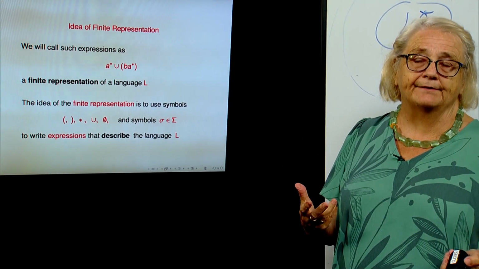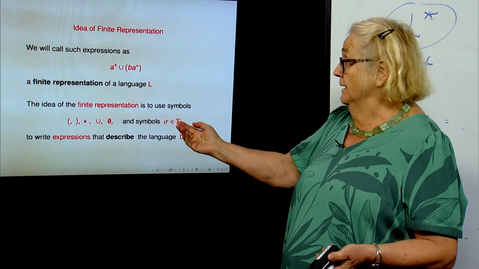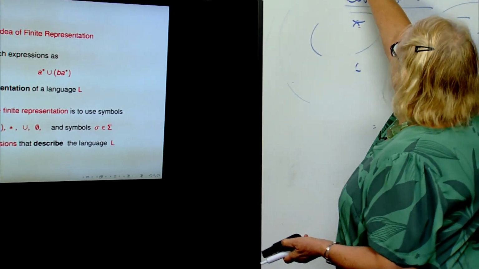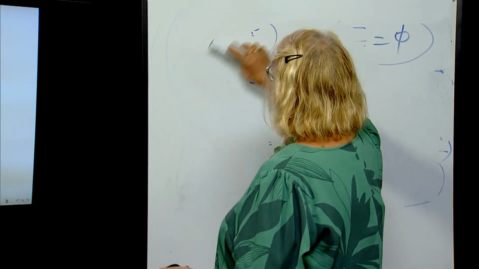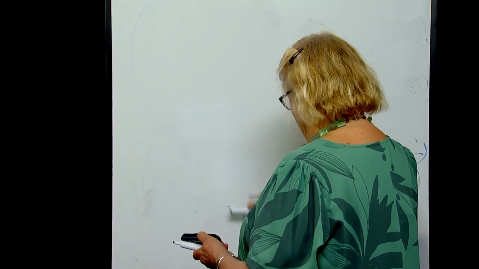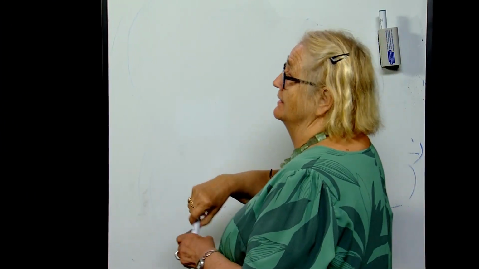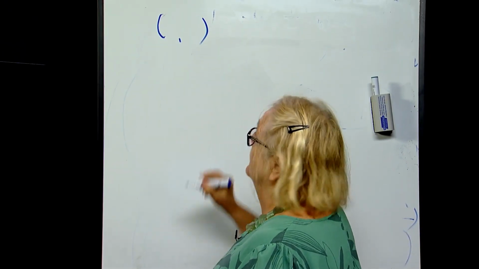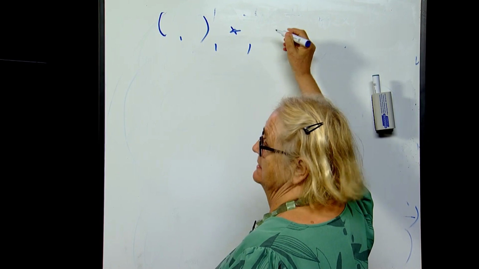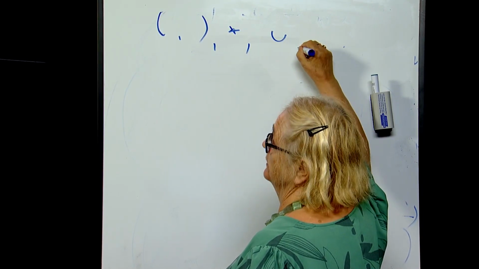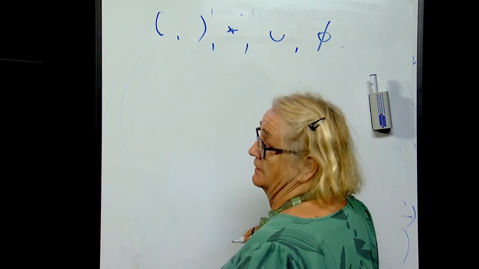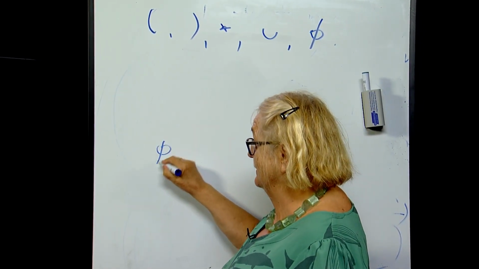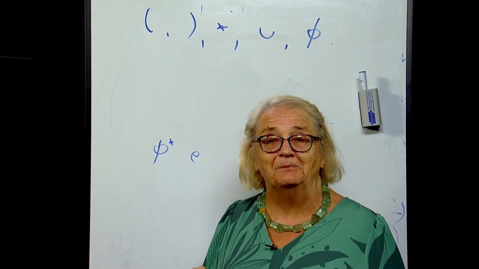So what is a finite representation? We use symbols. For the finite representation, we have a finite number of special symbols. You see, the Kleene star is there. You need parentheses. You need the symbol of Kleene star. You need the union, and you need the empty-set symbol, that represents the empty set, you see? And you have this, which represents epsilon.